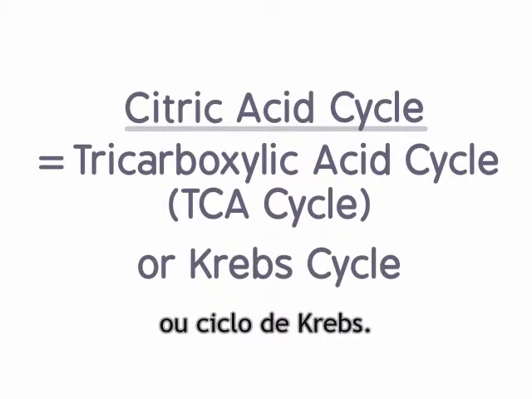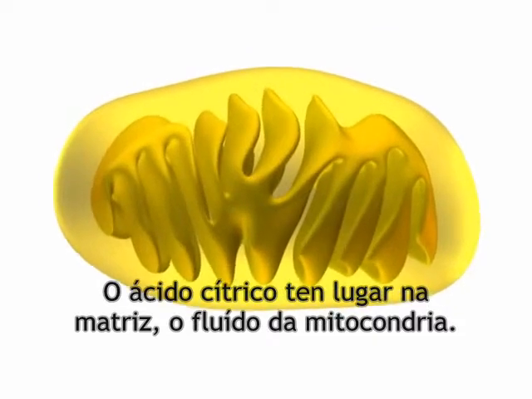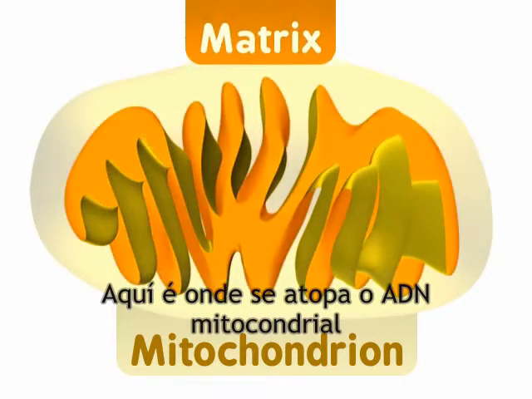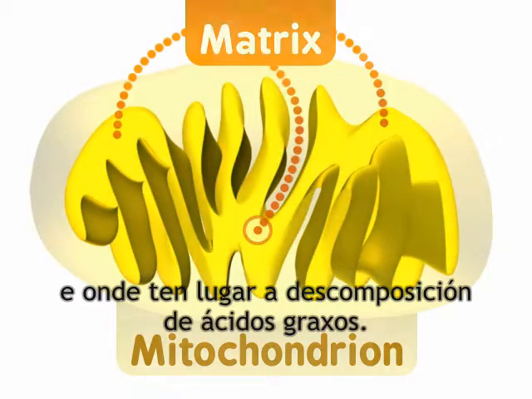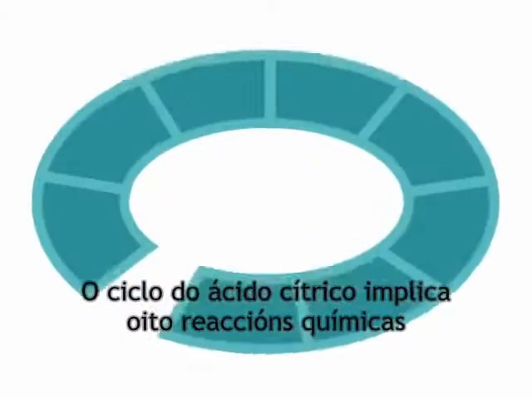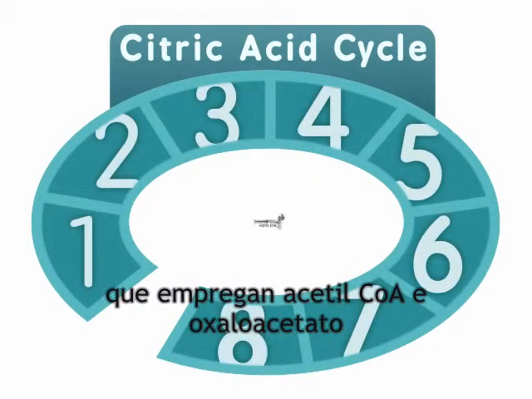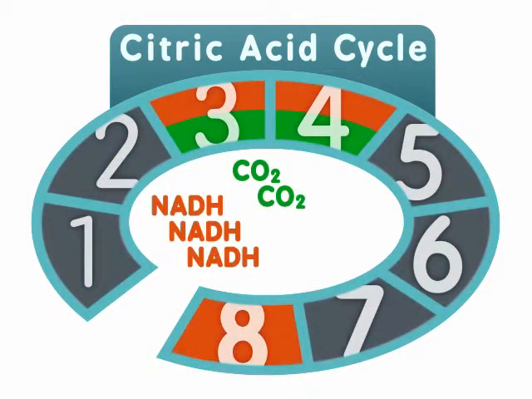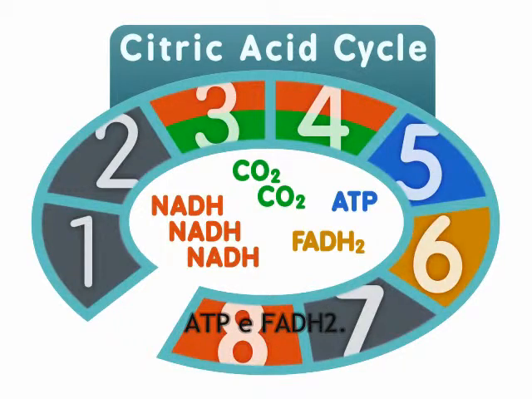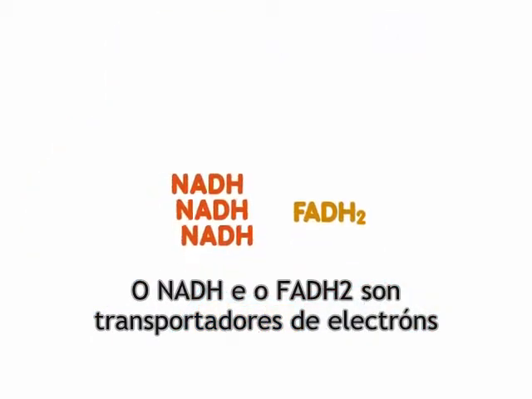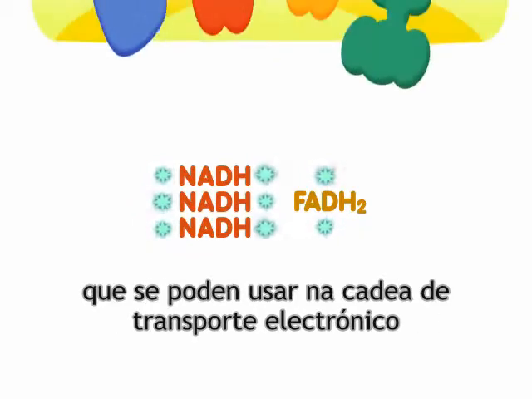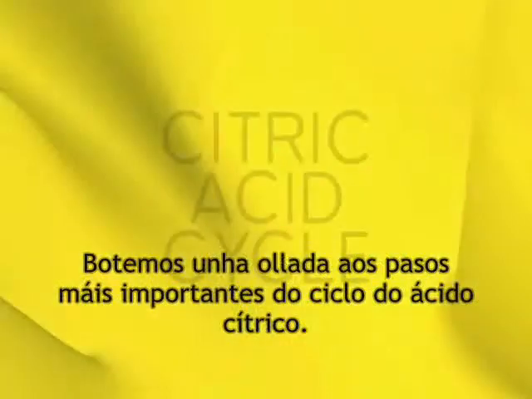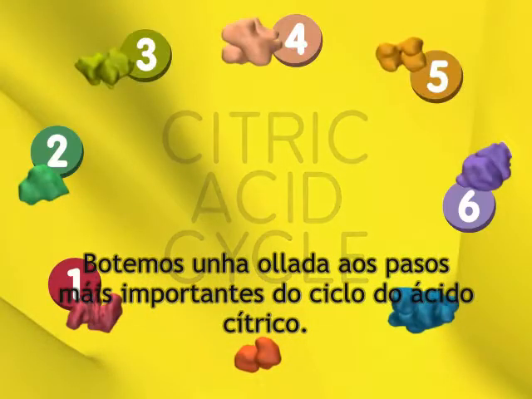or Krebs cycle. The citric acid cycle takes place in the matrix, or fluid, of the mitochondrion. This is where mitochondrial DNA is found and where fatty acid breakdown takes place. The citric acid cycle involves 8 chemical reactions that use acetyl-CoA and oxaloacetate to produce carbon dioxide, NADH, ATP, and FADH2. The NADH and FADH2 are electron carriers that can be used in the electron transport chain to make more ATP for a cell. Let's take a look at the major steps of the citric acid cycle.